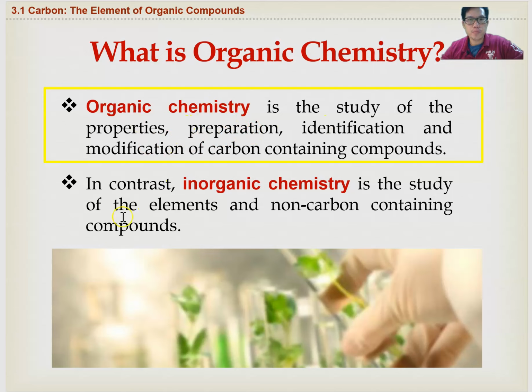In contrast, inorganic chemistry is the study of elements and non-carbon-containing compounds. A lot of these are not really related. Inorganic chemistry is about those without carbon. A lot of this is usually used in the chemical industry. The food industry concentrates more on organic chemistry.